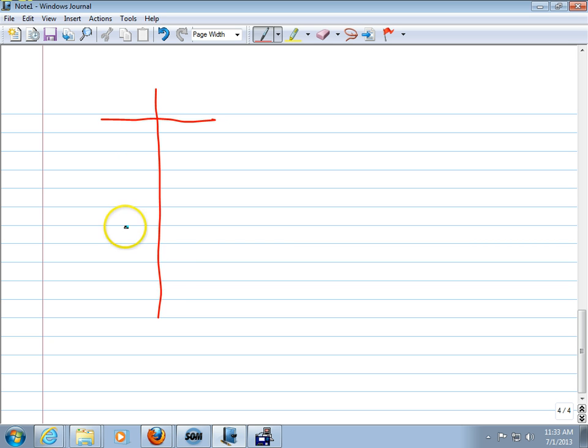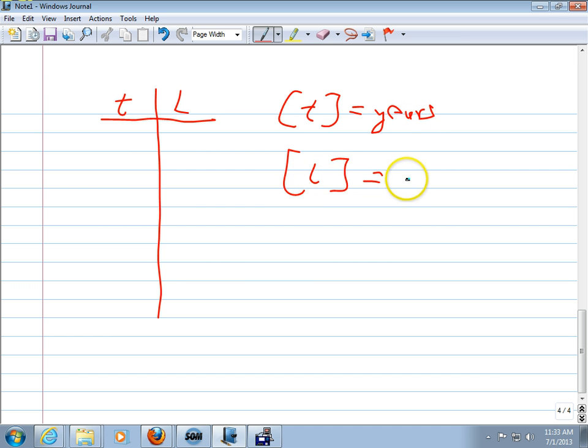So let's say your input is T, how many years the carbon has been decayed, and L, the quantity. I don't know why they called it L, but okay. L, the quantity in micrograms. So the units of T are years since death of the tree. And the units of L are micrograms of carbon-14.